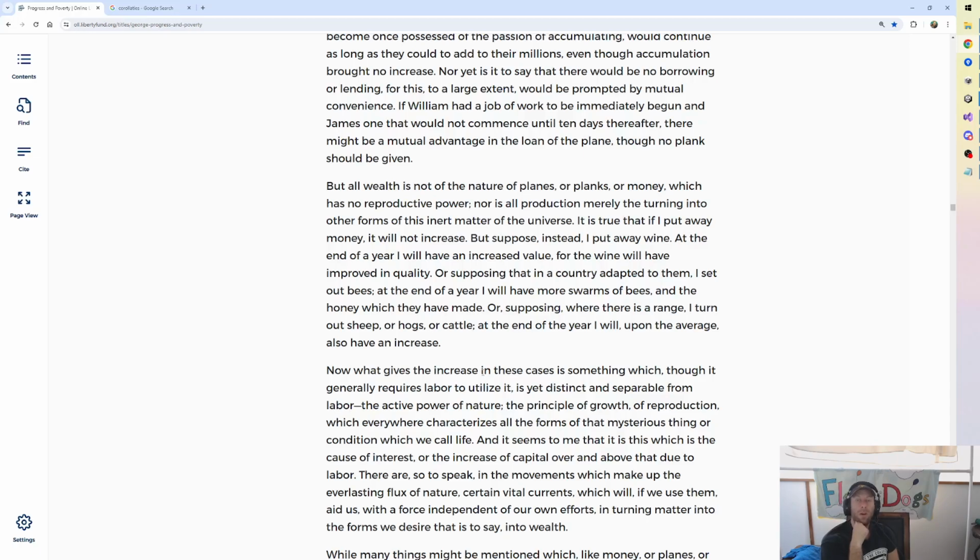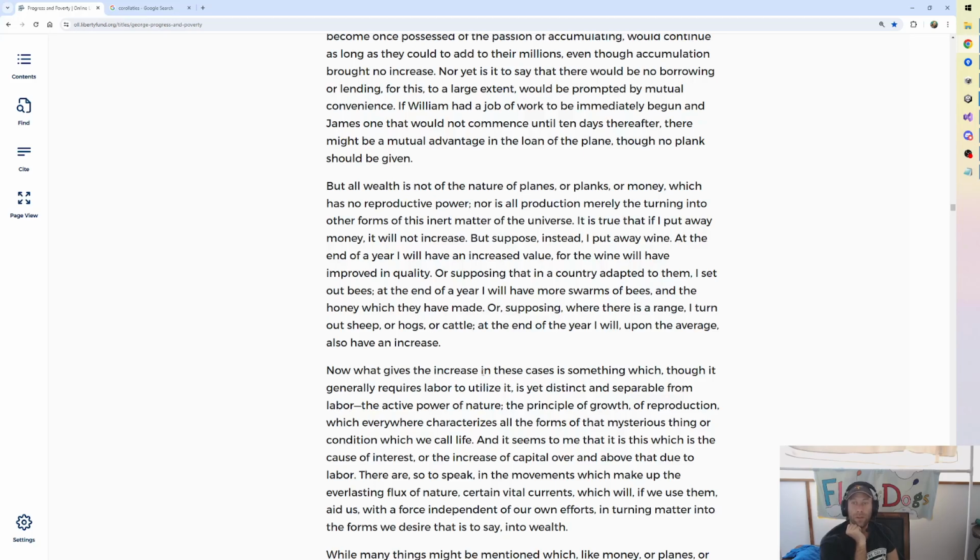But all wealth is not of the nature of planes or planks or money, which has no reproductive power, nor is all production merely the turning into other forms of this inert matter of the universe. It is true that if I put away money, it will not increase. But suppose instead I put away wine. At the end of a year I will have an increased value, for the wine will have improved in quality.